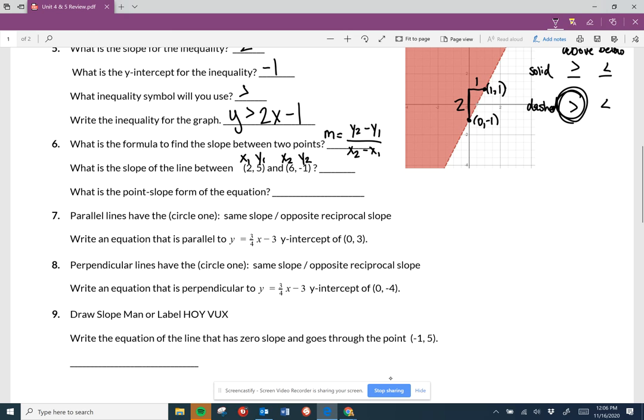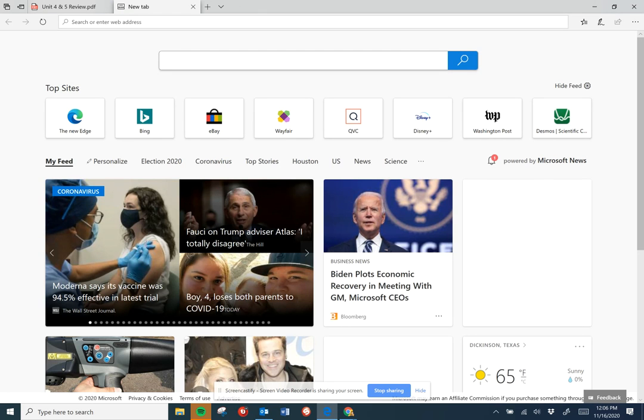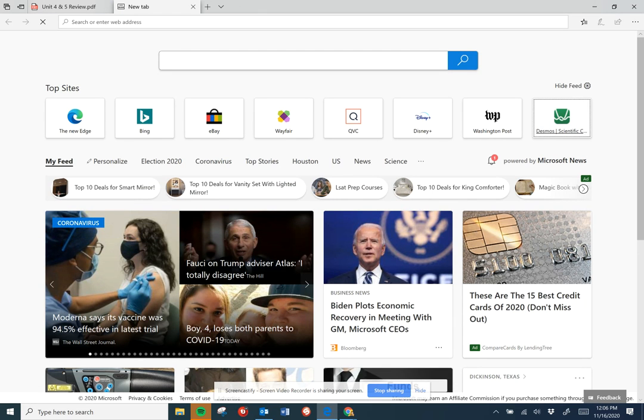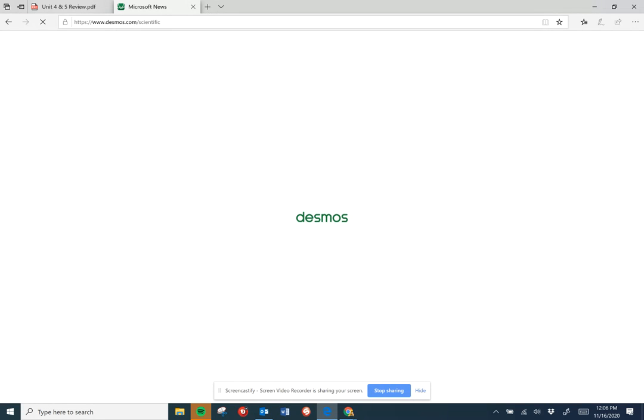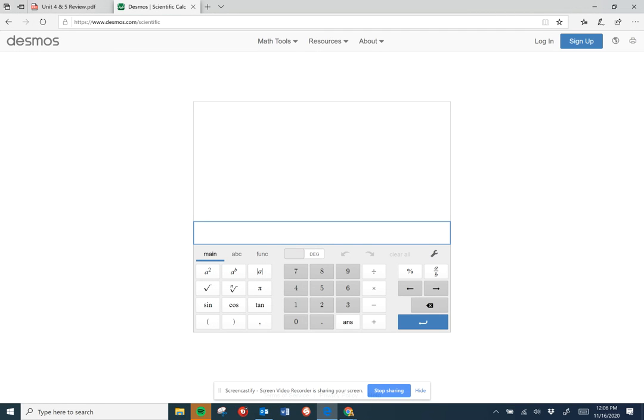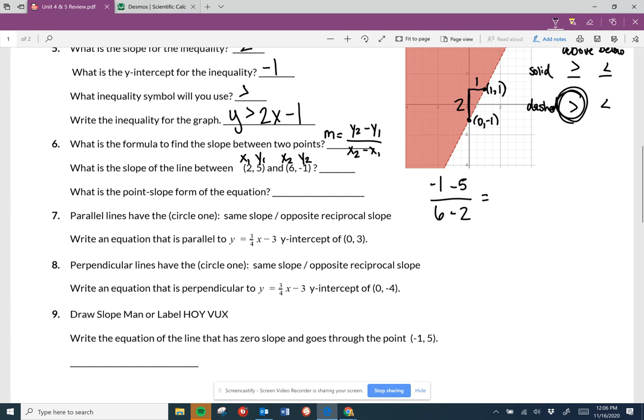Okay, so when I plug those in, I'm going to have -1 minus 5 over, and then my x2 is 6 minus 2. Okay, so you can just go ahead and put that in your calculator. If you have your Inspire, you'll push Control Divide. If you're at home, then you would want to use Desmos. Okay, and we have talked about this several times, but we are just going to go to the fraction button in Desmos right here, and then go ahead and put those numbers in. So -1 minus 5.